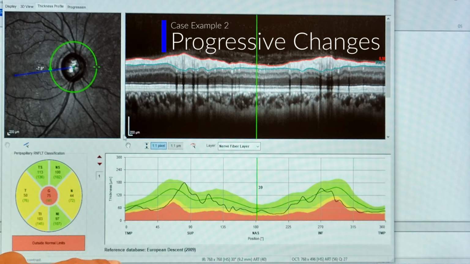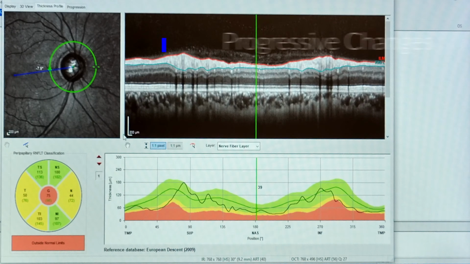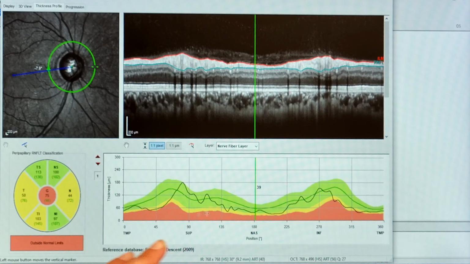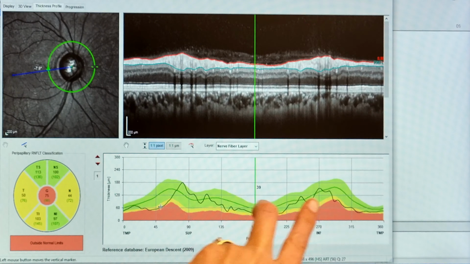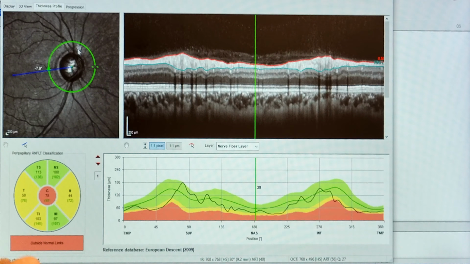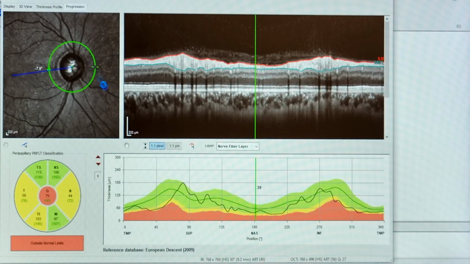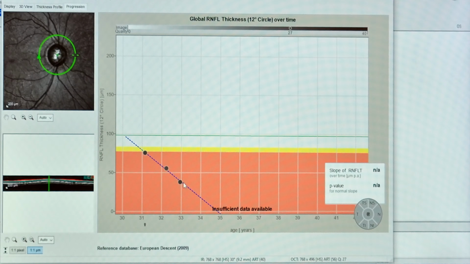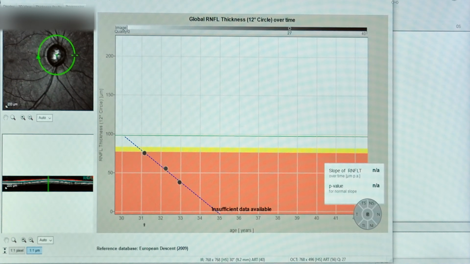And this is another rapid progressor. So this is the baseline scan of a young patient with very high pressure. You can see that they've got some changes. It may be that the peaks are moved slightly in, but if you look at his progression, his nerve has thinned dramatically, and he again has had surgery.